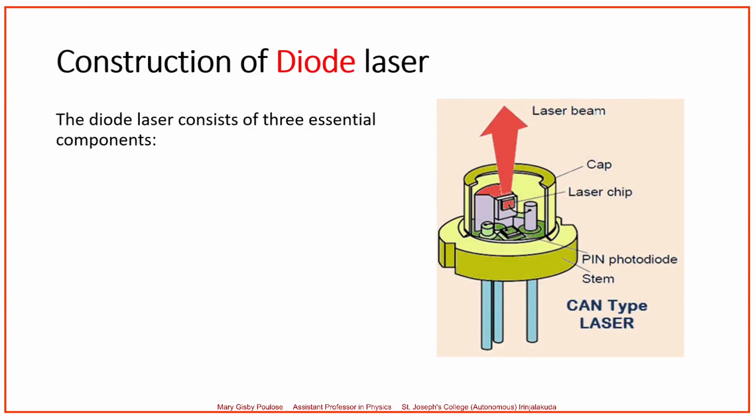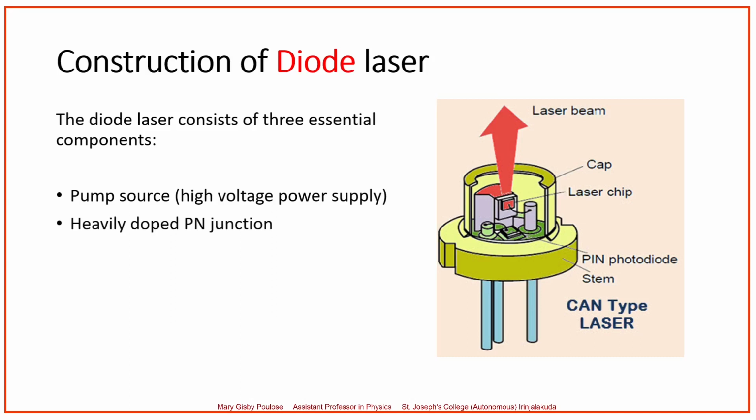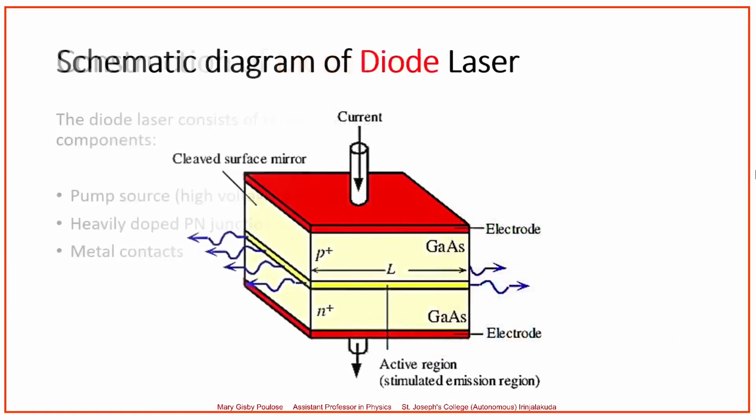Now, this picture shows the design of a diode laser. It essentially consists of three components. They are the pump source, which is a high voltage power supply, a heavily doped PN junction, and metal contacts towards these junctions. Now, this is the schematic diagram of a diode laser. Learn to draw this schematic diagram.